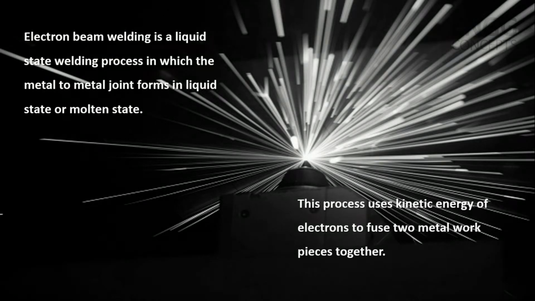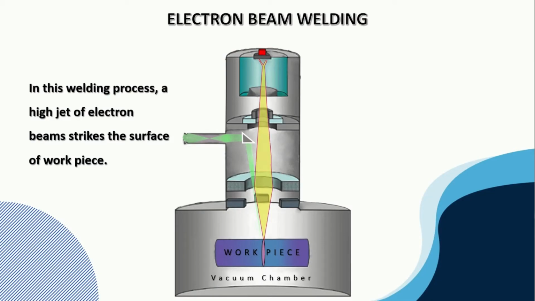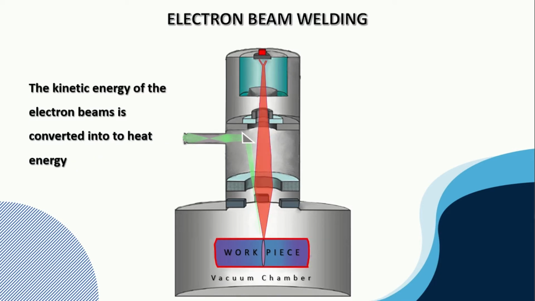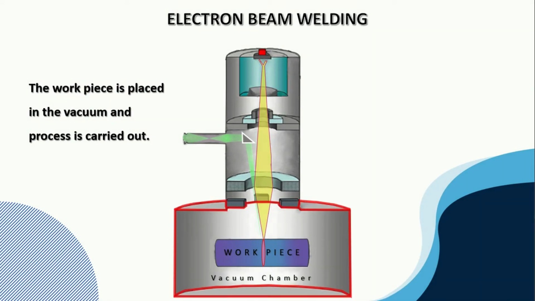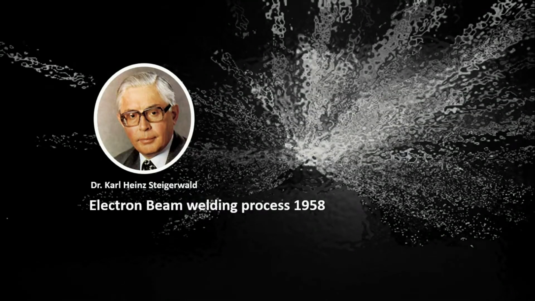This welding process uses the kinetic energy of electrons to fuse two metal workpieces together. In this welding process, a high jet of electron beams strikes the surface of the workpiece. The kinetic energy of the electron beams is converted into heat energy, and this heat causes the surface of the workpiece to melt and fuse together as a single piece. The workpiece is placed in a vacuum and the process is carried out. This welding process was developed by the German physicist Karl Heinz in the year 1958.